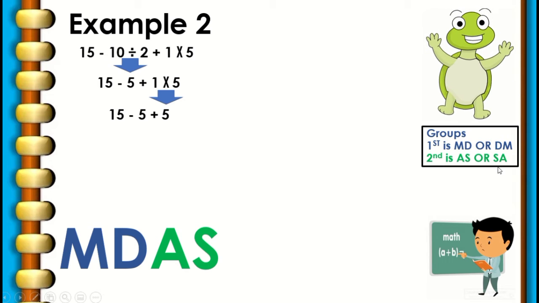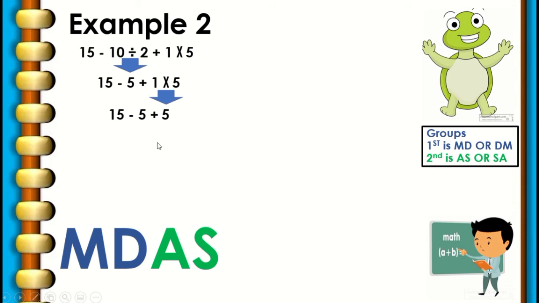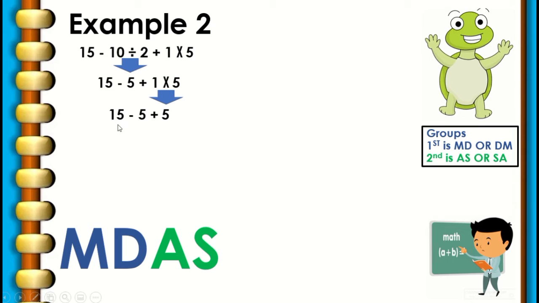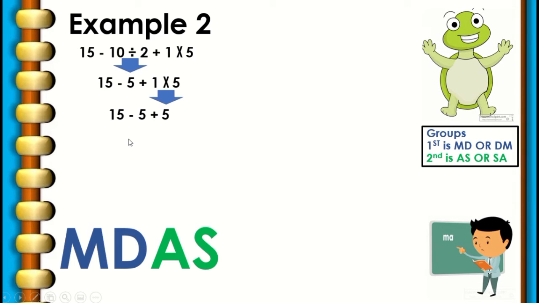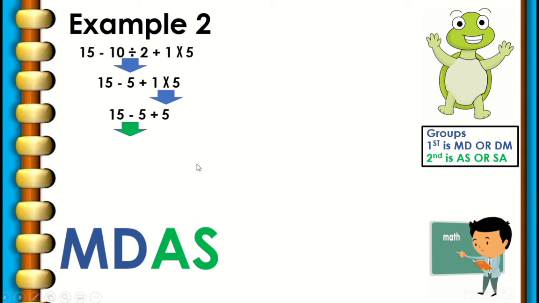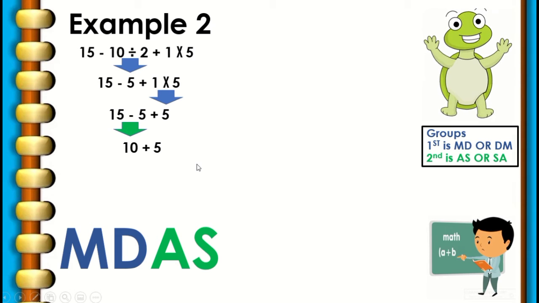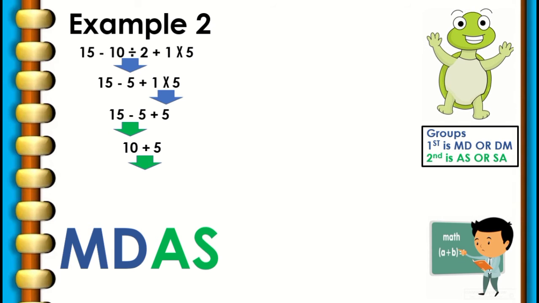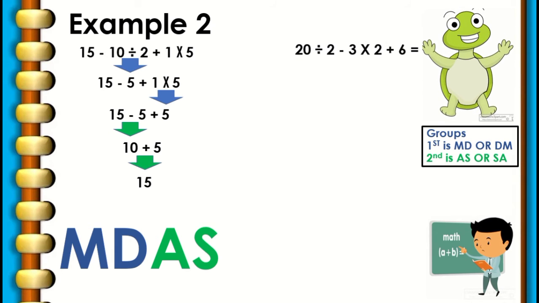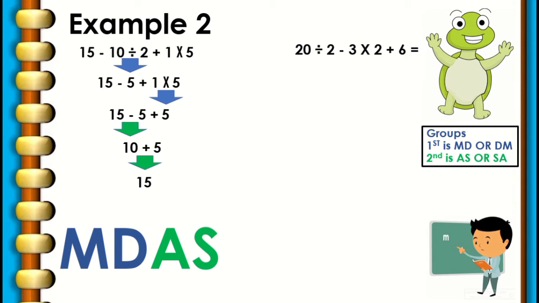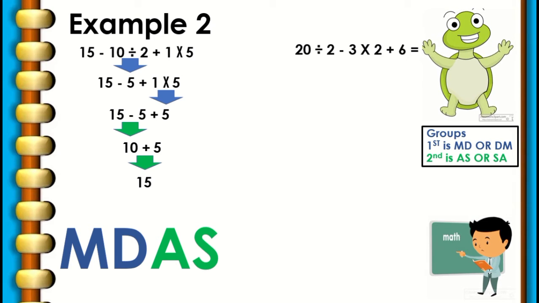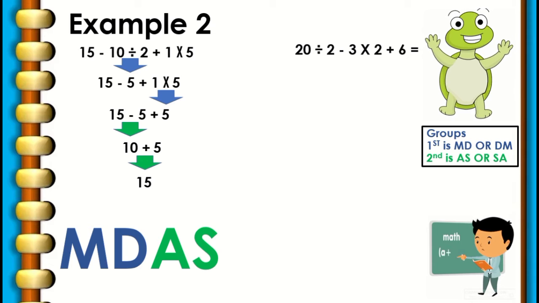Or pwede mo una yung subtraction and then followed by addition, whichever comes first. So this time, ang nauna sa left side ay ang ating subtraction. So proceed tayo sa subtraction. 15 minus 5, that is 10. Then plus 5, that is 15. Next, we have 20 divided by 2 minus 3 times 6 plus 6.